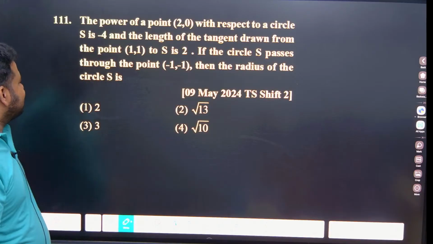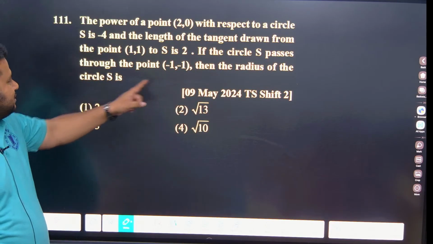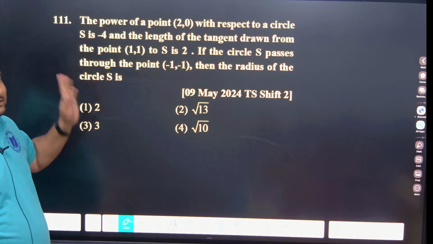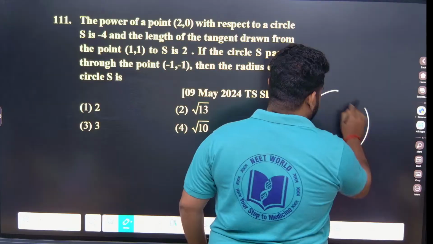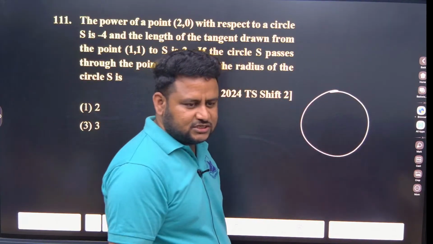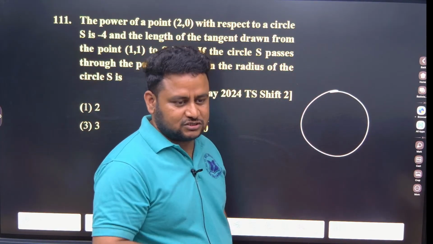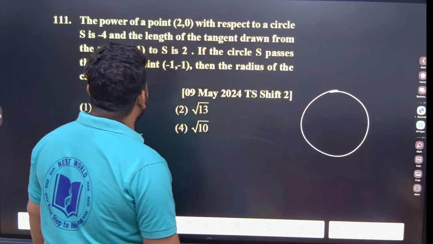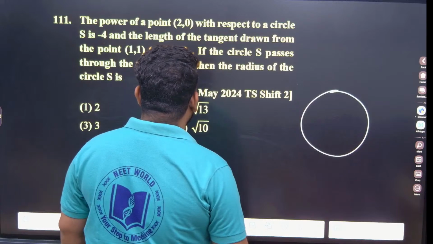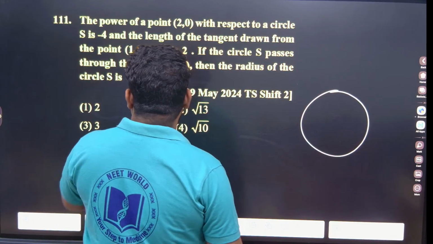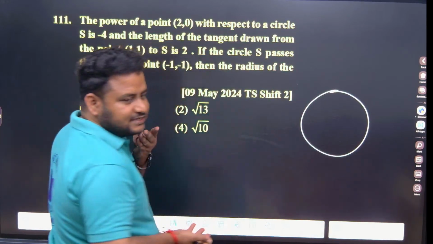If the circle S passes through the point minus 1 comma minus 1, then the radius of the circle S, they are telling. So they have given so many conditions, which means the question is easy to solve. If they don't give conditions, it is difficult, and we have to use our concepts. What they have told is that the power of a point is minus 4. They are asking for the radius of the circle, but they have not given the circle itself.